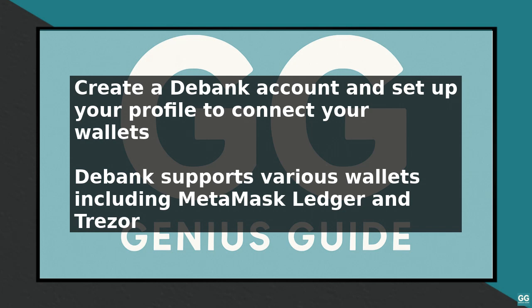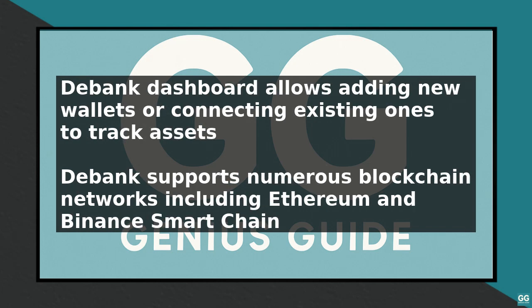After connecting your wallets, you can explore Debank's cross-chain features. One of the key features is the ability to track assets across different blockchains from a single dashboard. This means you can monitor your Ethereum assets alongside your Binance Smart Chain assets without having to switch between different platforms. To utilize Debank's cross-chain support for transactions, you will need to ensure that your wallets are properly connected and that you have sufficient funds.